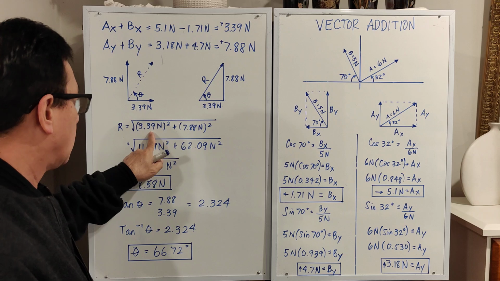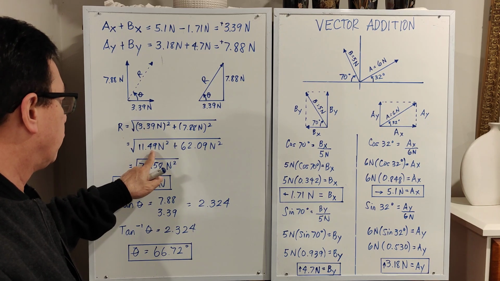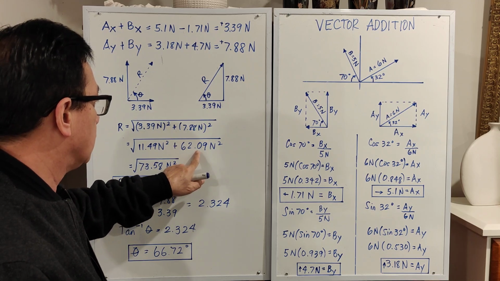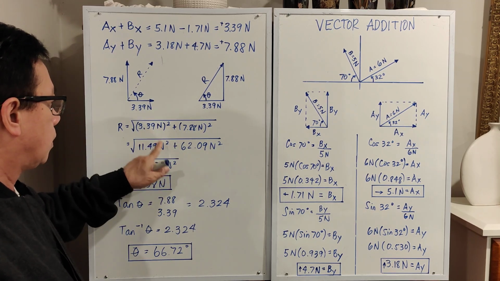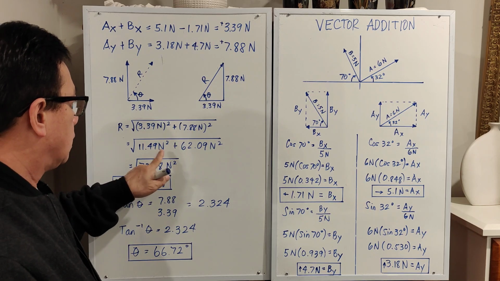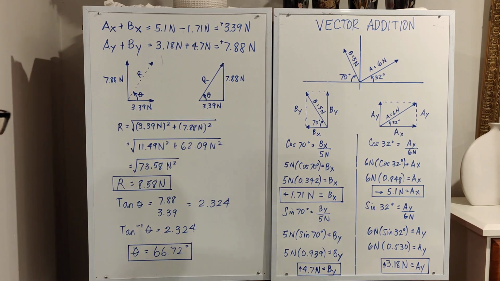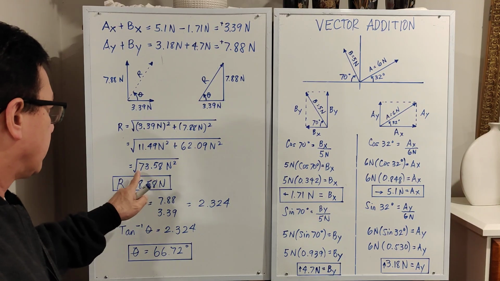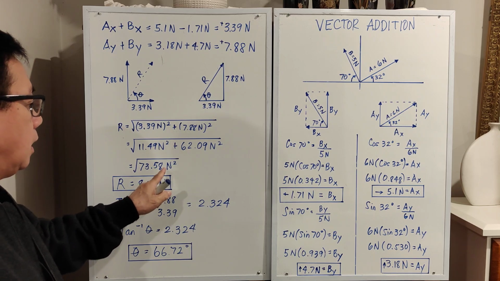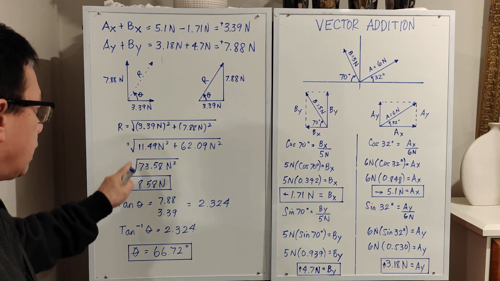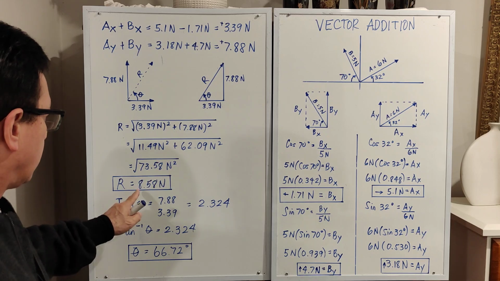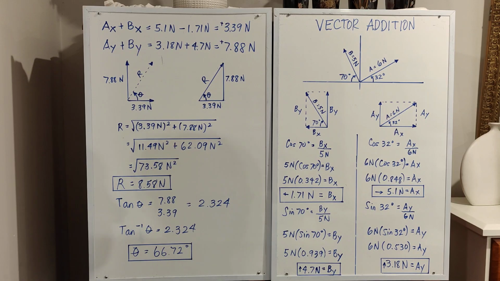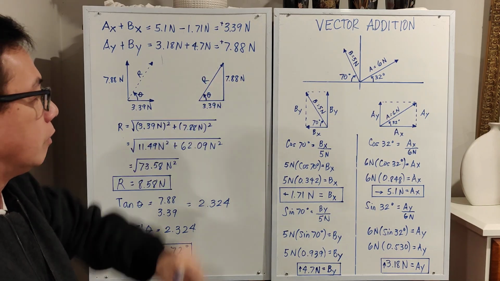So 3.39 times itself is 11.49. 7.88 squared is 62.09. We need to square also the units, so it becomes newton squared. If you add 11.49 plus 62.09, you get 73.58 newton squared. If we get the square root, you have 8.58 newtons. This is now the force, the vector after adding the two forces.